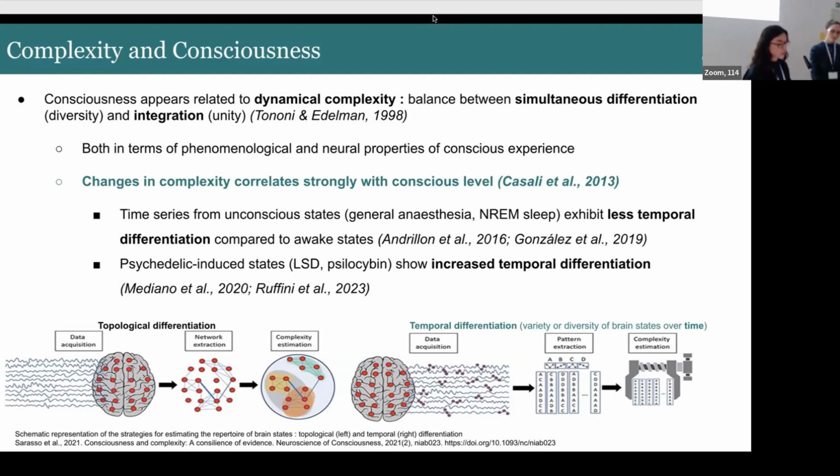And there are many different measures of complexity. For example, topological differentiation is used on the extraction of topological networks, on which complexity is then estimated. On the other hand, there is temporal differentiation, which is basically looking at the variety or diversity of the brain over time. Here we mainly focus on temporal differentiation because we're interested in the signal through time, through the dying process.